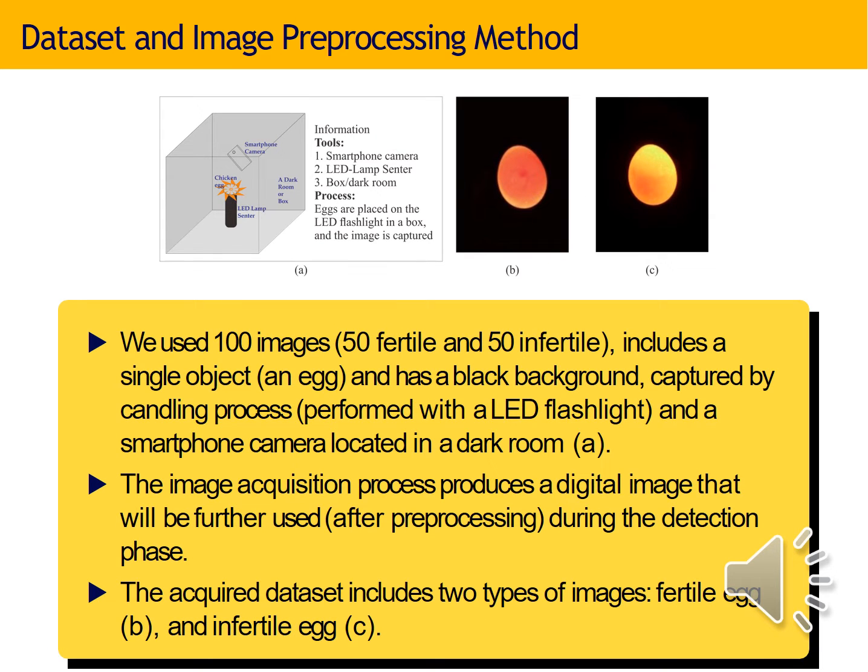For the dataset and image processing method, we use 100 images: 50 fertile and 50 infertile. Each includes a single object, an egg, with a black background, captured by a handling process performed with an LED light and a smartphone camera in a dark room. We can show this in a figure. The image acquisition process produces a digital image that will be further used after pre-processing during the detection phase. The dataset includes two types of images: fertile and infertile.